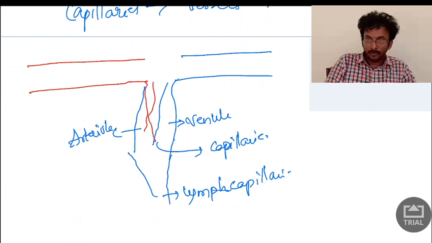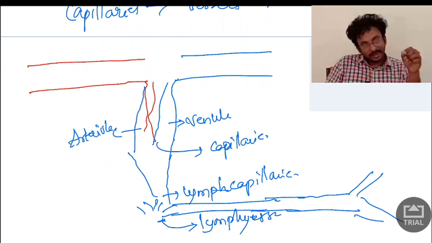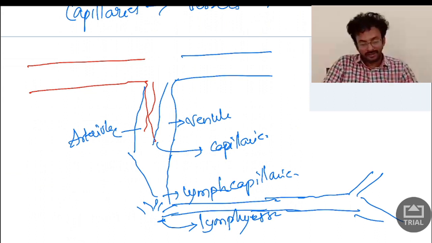These lymph capillaries join to form lymph vessels. Lymph vessels join to form the lymph duct, and that opens into the subclavian vein. So the joining of arteriole and venule is called a capillary. That capillary opens into lymph capillaries. From the lymph capillary it opens into lymph vessels. Lymph vessels open into the lymph duct. The lymph duct opens into the lymphatic system. With this, the topic of the lymphatic system is completed.